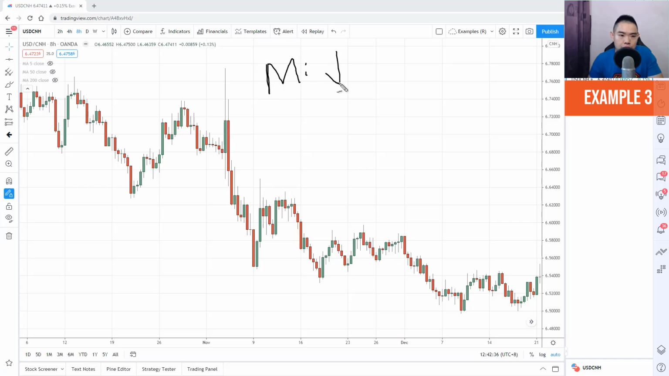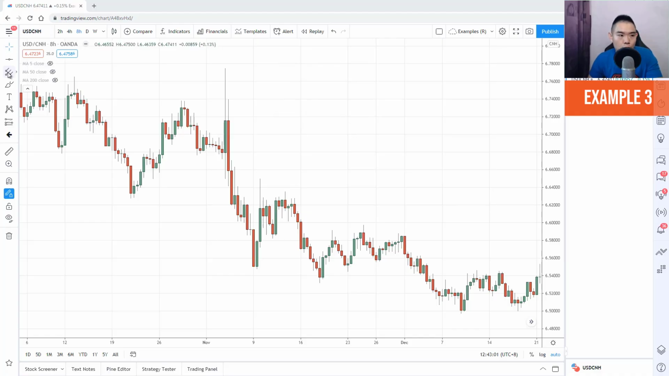Okay, so market structure is down. Area of value. This one is interesting, because if you look at this area of value, you will realize that the market has retested previous support, which became resistance, and possibly at this area of resistance again. So area of value and resistance.